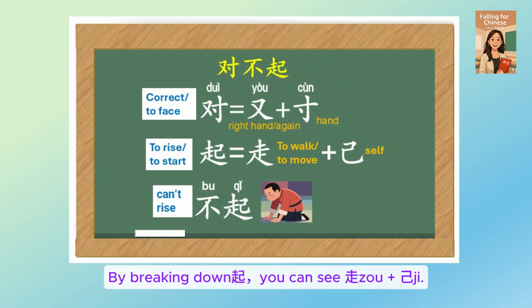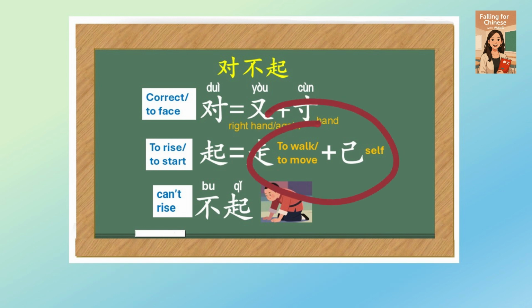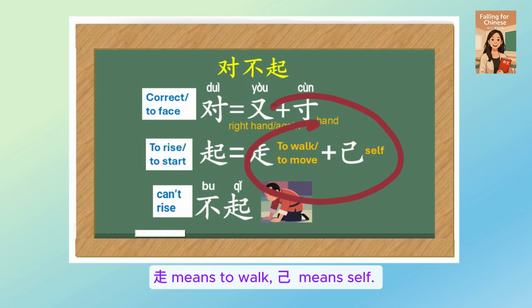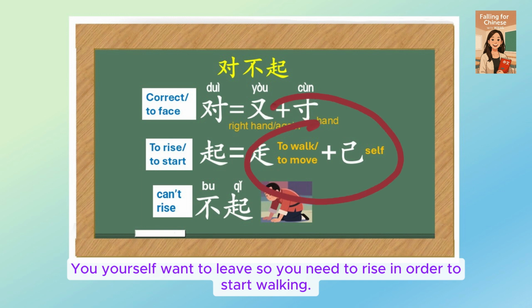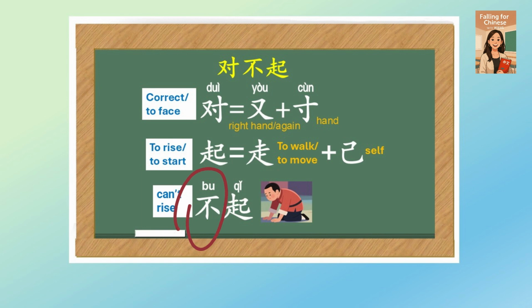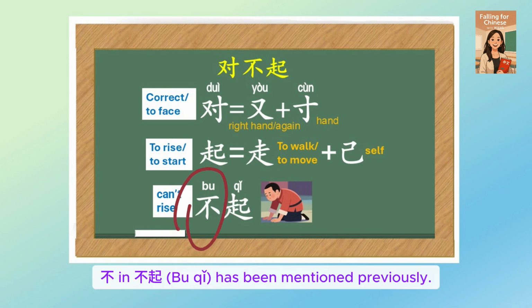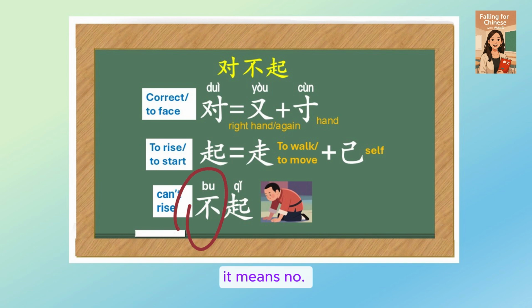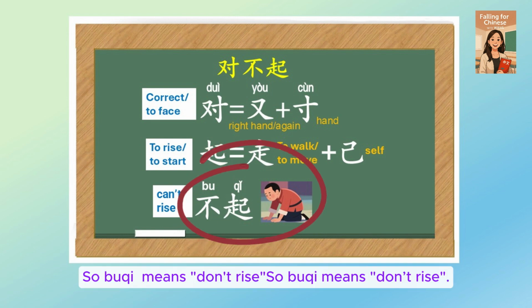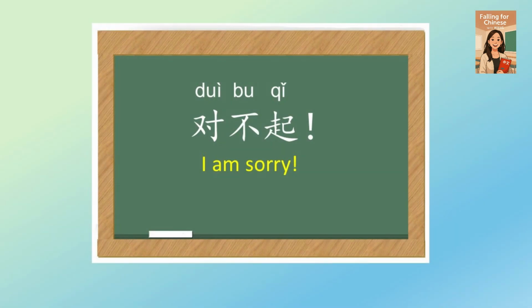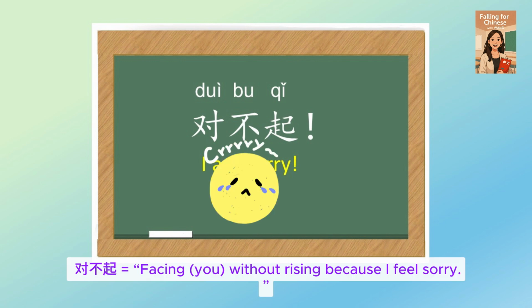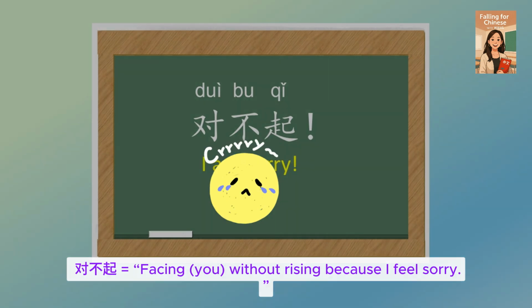By breaking down 起, you can see 走 plus 挤. 走 means to walk. 挤 means self. You yourself want to leave, so you need to rise in order to start walking. 不 has been mentioned previously. It means no, so 不起 means don't rise. 对不起 literally means facing you without rising because I feel sorry.